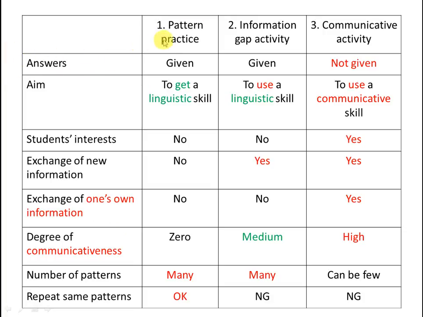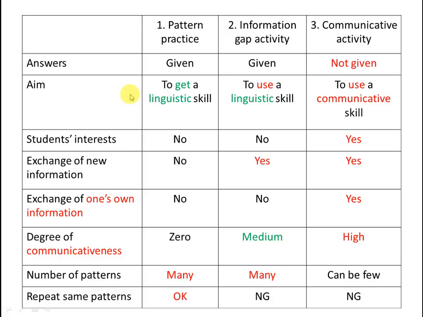So in pattern practice and information gap activity, the answers are given by the teacher or by the teaching materials itself. But in communicative activity, answers are not given a priori. The students think answers.